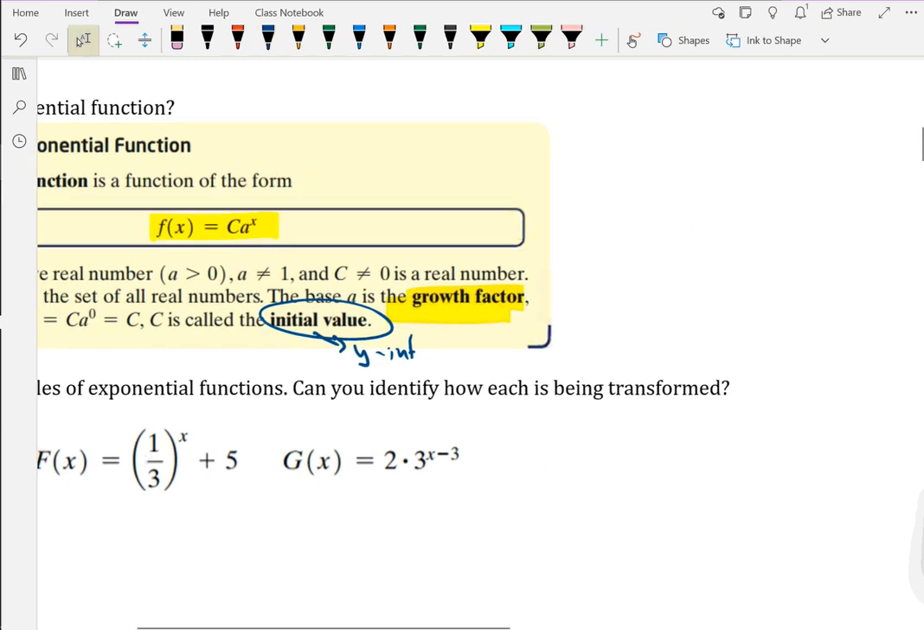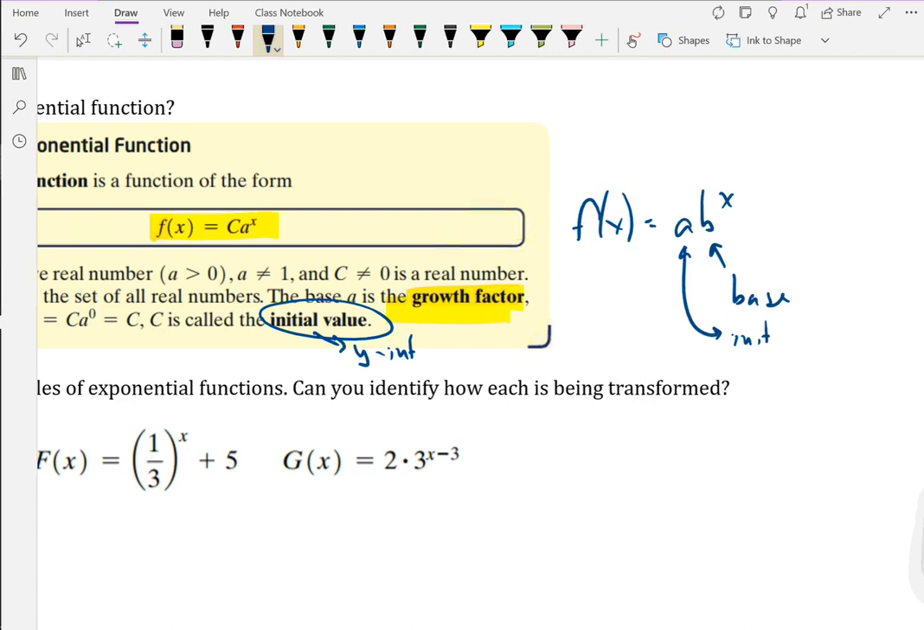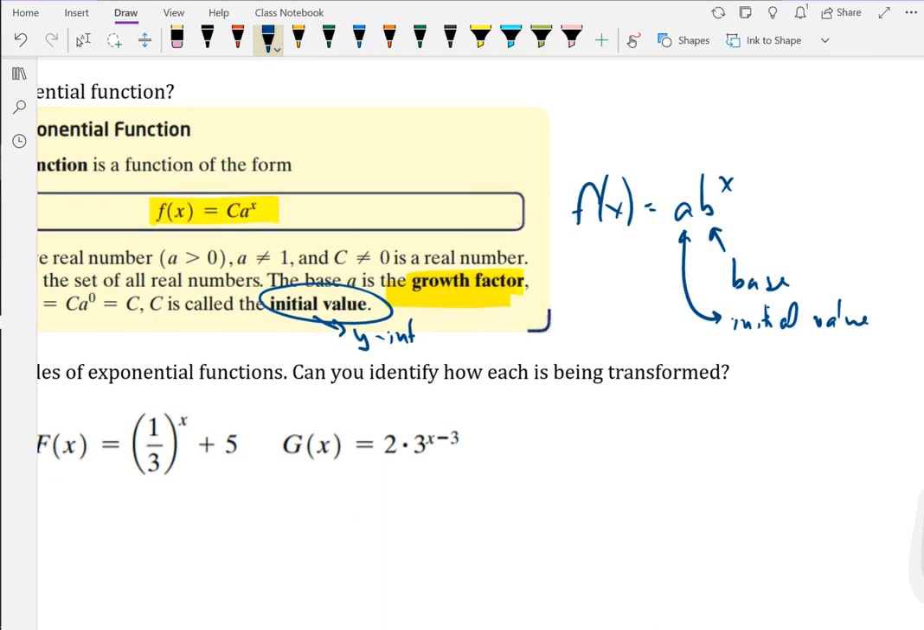Now, there are some other ways that we might see this. I've seen other books reference it this way, a b to the x, where b then is our base and a is our initial value. And so we might be seeing it that way, but again, same idea, the base or the growth factor, and then the initial value, either a or c, depending on how it's written. But I want to just call that to your attention. If you take a look somewhere else, they might be listed a little bit differently.